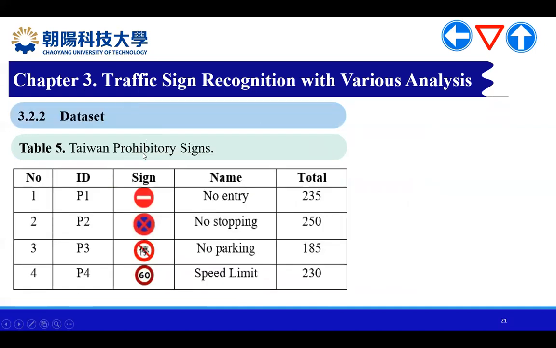And then I developed our Taiwan prohibitory signs that consist of P1, P2, P3, and P4. This one is for no entry, no stopping, no parking, and speed limit, with the total images of each class as we can see in table 5.